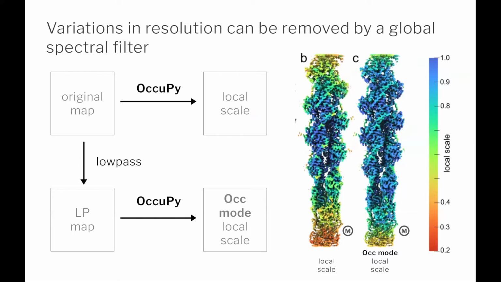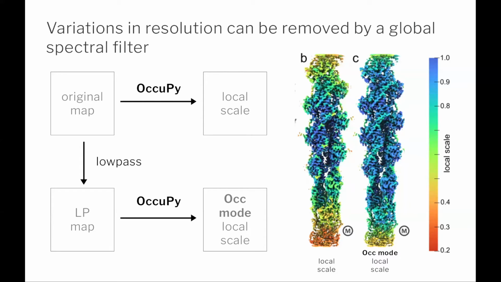Yes, and so to deal a bit with flexibility, the naive approach that we took in Occupy for the first incarnation is to simply reduce the influence of variable contrast due to flexibility. So what happens when you have flexibility, that you have local variations in resolution?